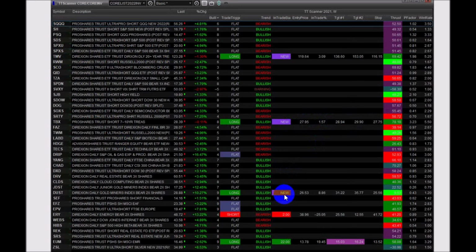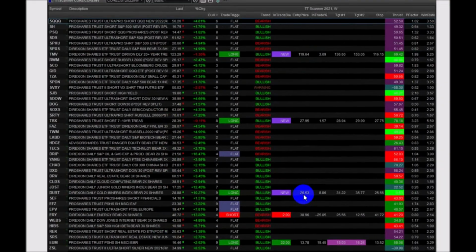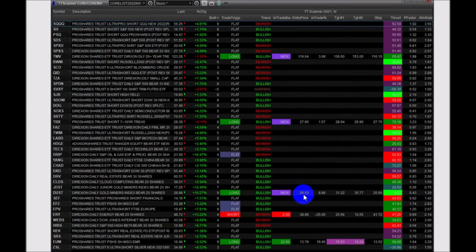And then we have a new trade here in DUST, which is Bear Gold Miners. Bear is 2X Gold Miners. 8.86% profit. 26.53 is our entry price. And we have not hit any of our targets yet. It looks like a pretty good trade. This is a long trade and is thrusting very strongly to the upside, which is a great trade.